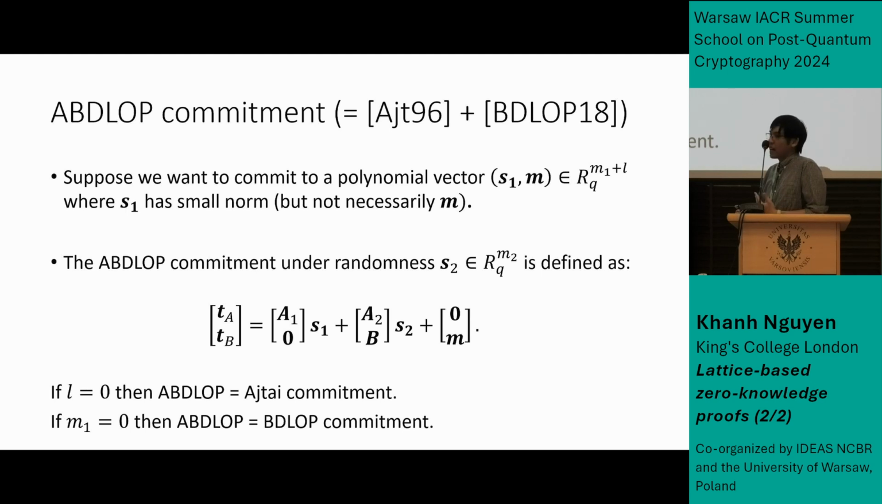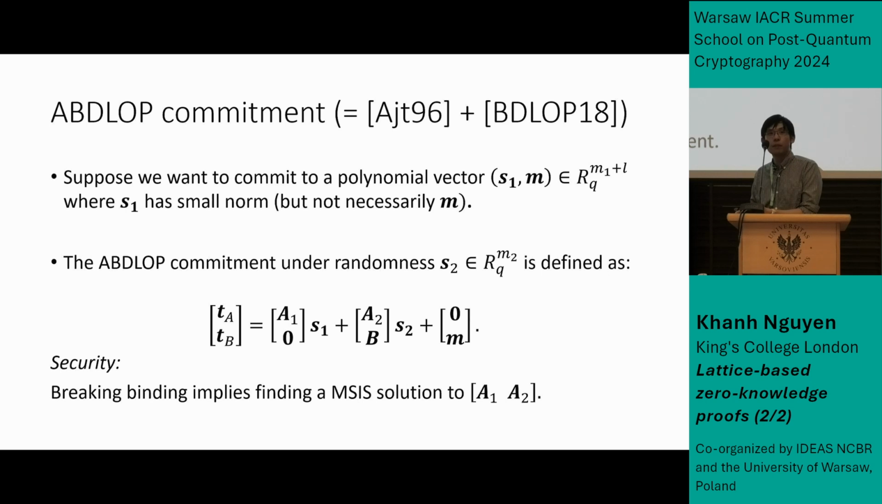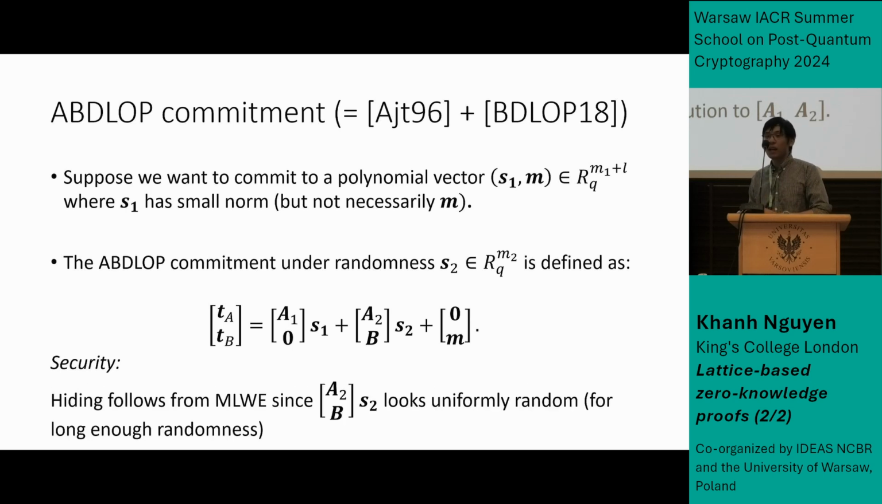But the crucial thing is that if S1 is long, then it compresses S1 with a commitment TA. Okay? But it doesn't compress M, because you can see that the size of TB is the same as the size of M, because TB is literally BS2 plus M. Okay? So one can show that breaking binding implies finding a solution for A1, A2, which is a very simple exercise.